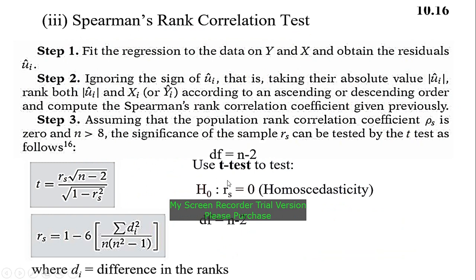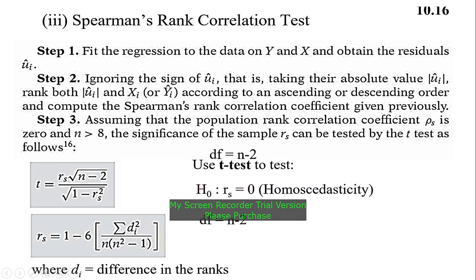Okay, so now this is our hypothesis. The null hypothesis, H naught, says that rs, our Spearman rank correlation, is equal to 0. In other words, H naught says that homoscedasticity exists. And H1 says that there is no homoscedasticity.